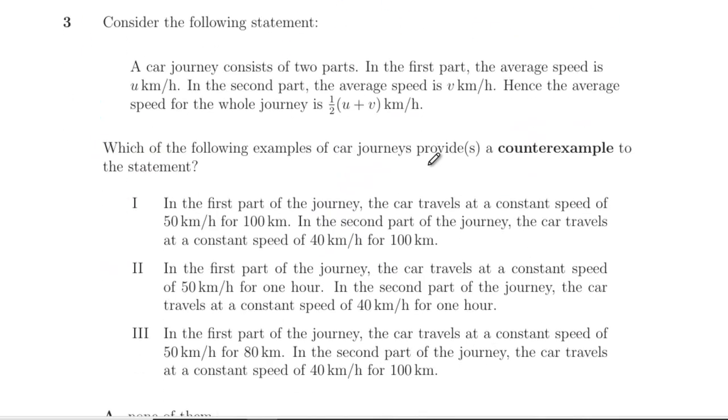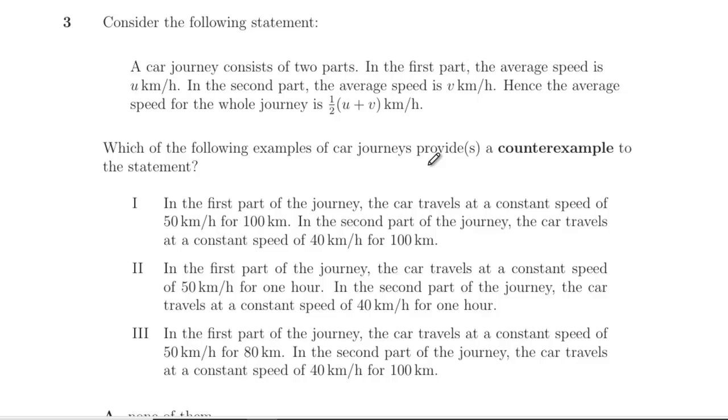Question 3. Consider the following statement. A car journey consists of 2 parts. First part, the average speed is u. Second part, the average speed is v. Hence, the average speed for the whole journey is a half u plus v. Well, only if they're travelling for the same amount of time at those 2 speeds. Which of the following examples provide counterexamples?